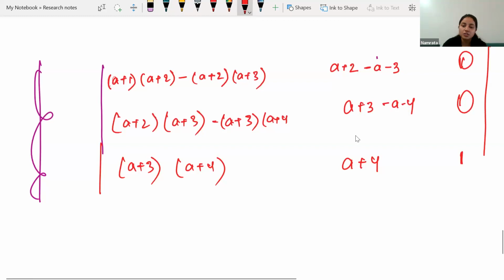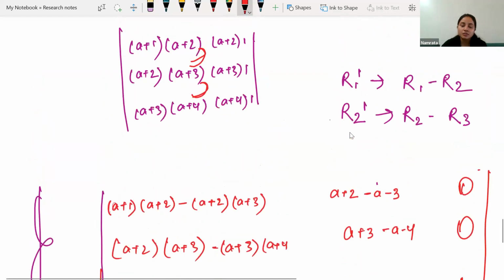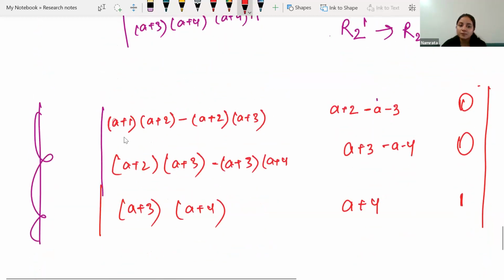So this is what we are going to have over here. Is it clear so far how we are doing the subtraction and making the new row? Is it clear so far?